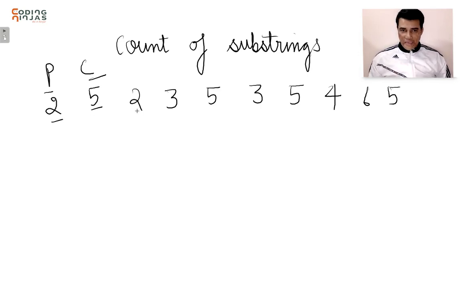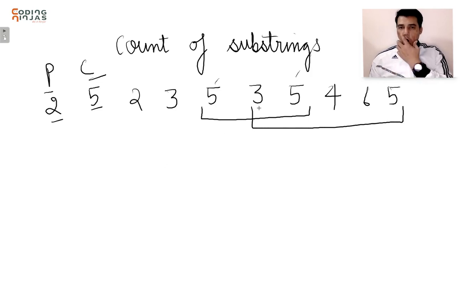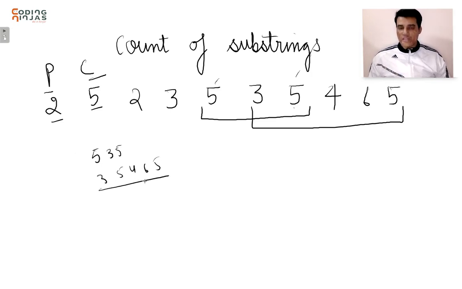Let me take an example of such a substring. This is a substring where the count of 5 is exactly 2. So 5, 3, 5 is a substring. A substring has to be together. And 3, 5, 4, 6, 5 is also a substring where the count of occurrences of 5 is exactly 2.